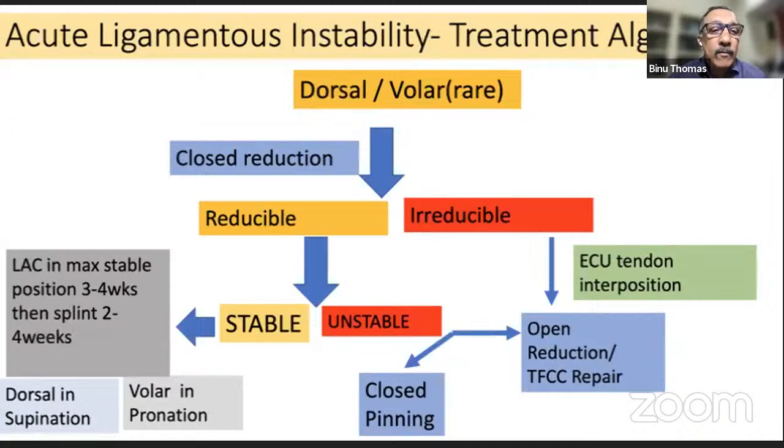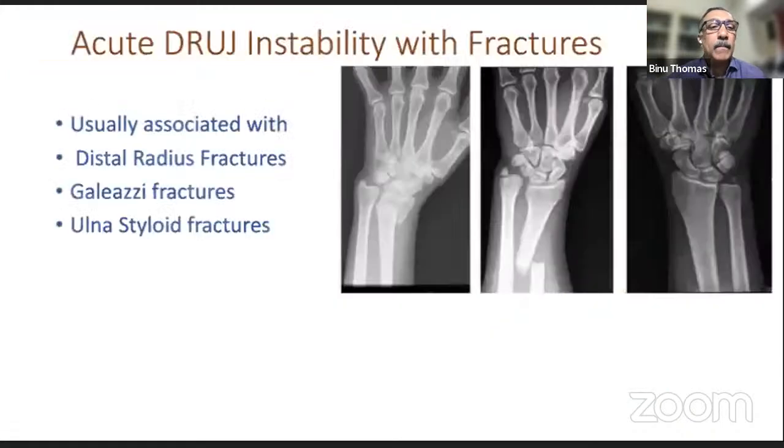Whenever we try volar closed reduction if it is subluxed, and if it is reducible and stable, go for immobilization. If it is irreducible, then look for causes of irreducibility. Usually it's an interposed extensor tendon that can be retrieved and the joint reduced and the TFCC repaired, or closed pinning can also be done. This is the acute ligamentous instability. This is the management algorithm.